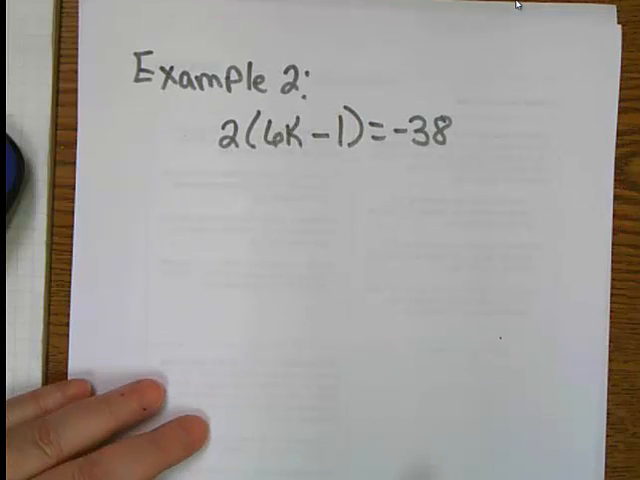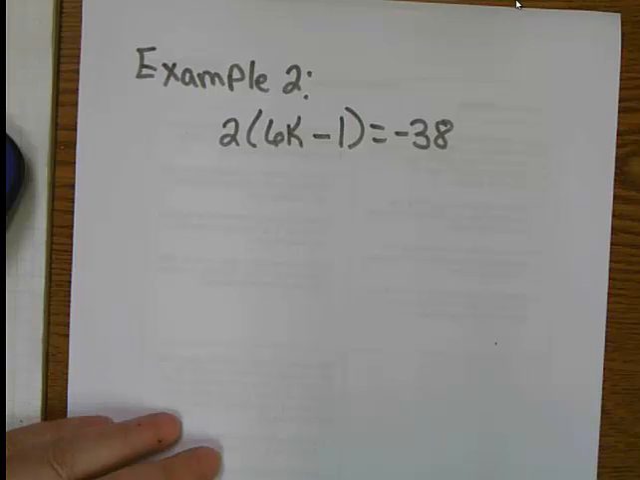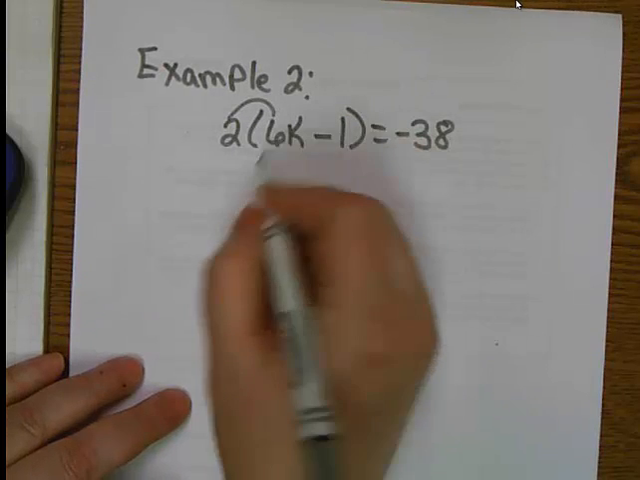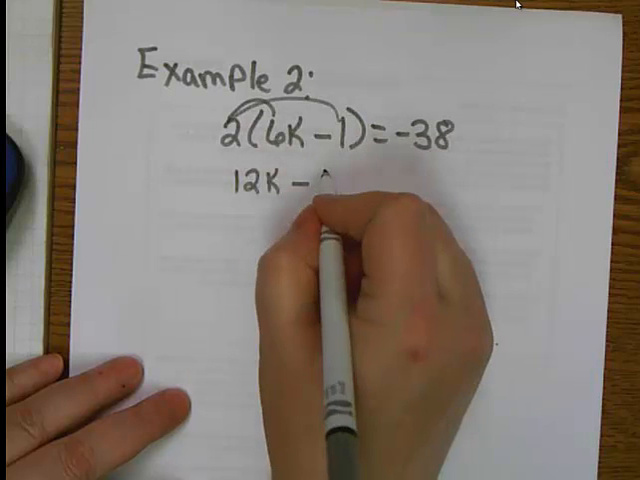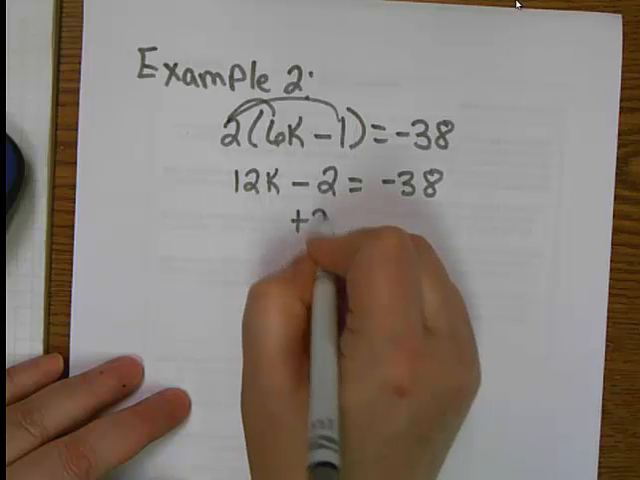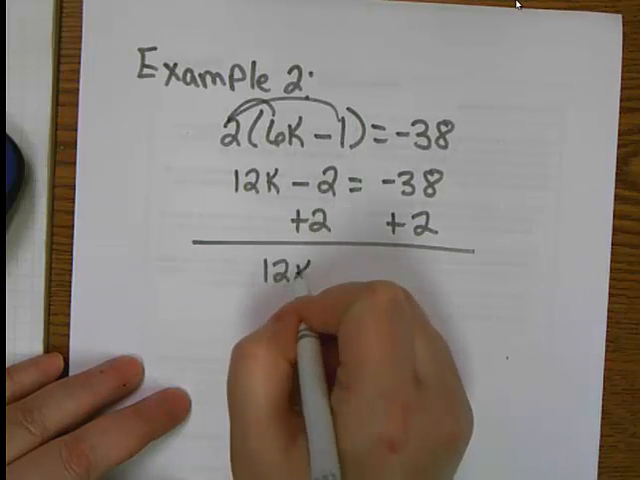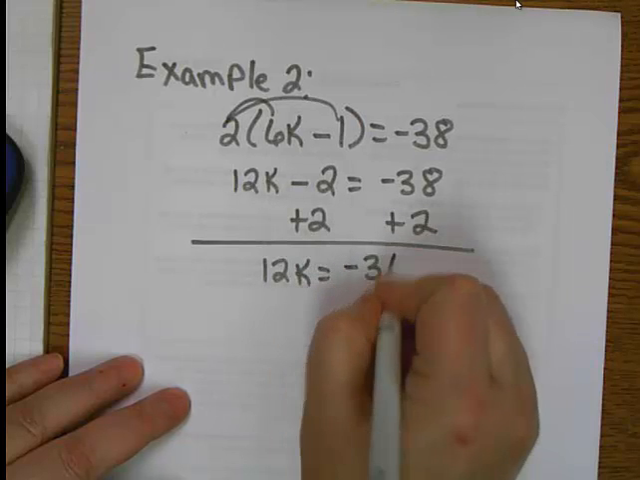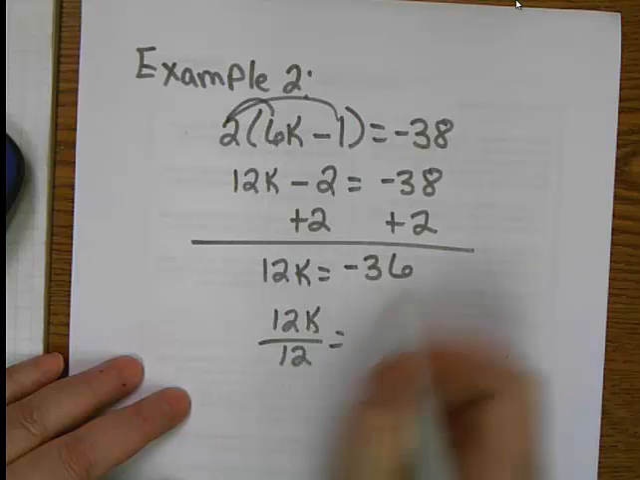Why don't you hit pause and try and work it out, and then we'll check back. All right, let's distribute. What's 2 times 6k? 12k minus 2 times 1 is 2, is negative 38. I'm going to add 2 to both sides. 12k equals negative 36. Divide both sides by 12.